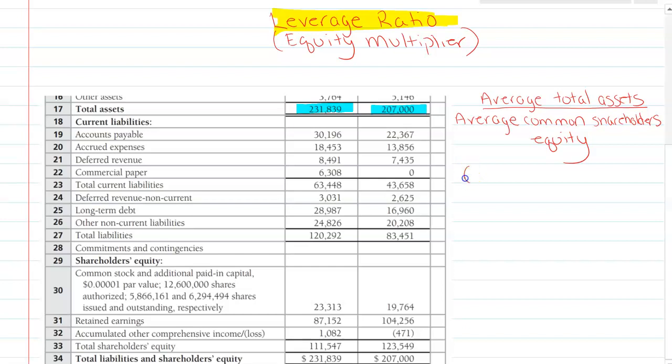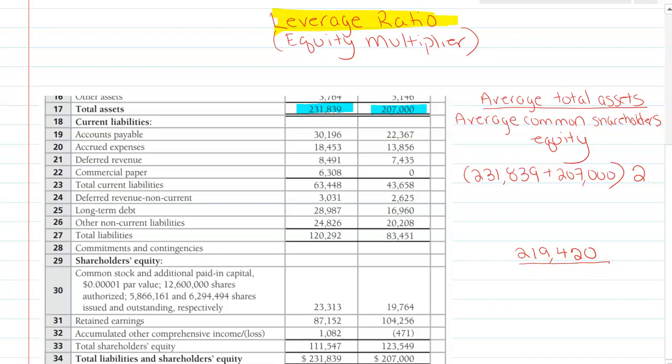So that's the 231,839 plus 207,000 and divide that by 2. Then that number will end up being 219,420. So that's your average total assets, and I just rounded.